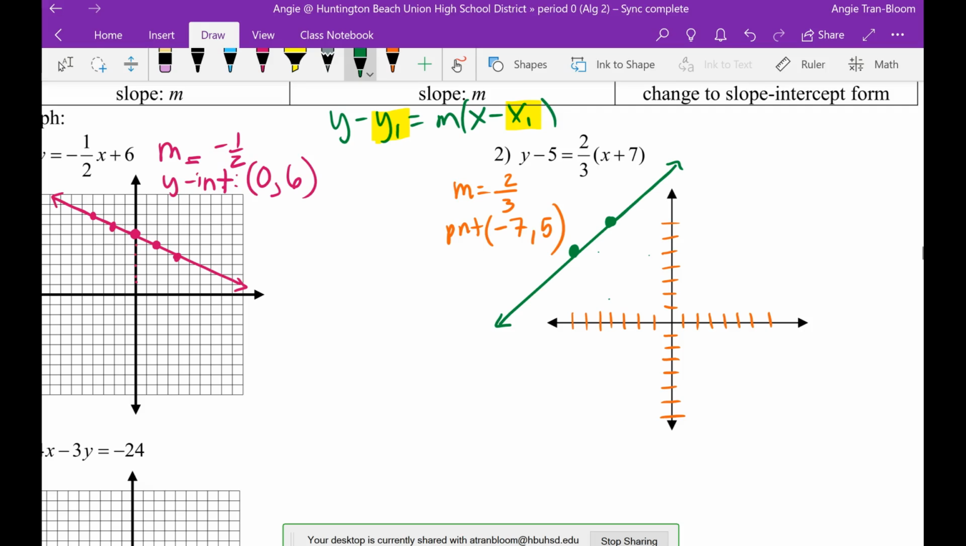Do we need arrows on the ends? Yes, because they don't really stop, okay? These lines, they go on forever and ever and ever.